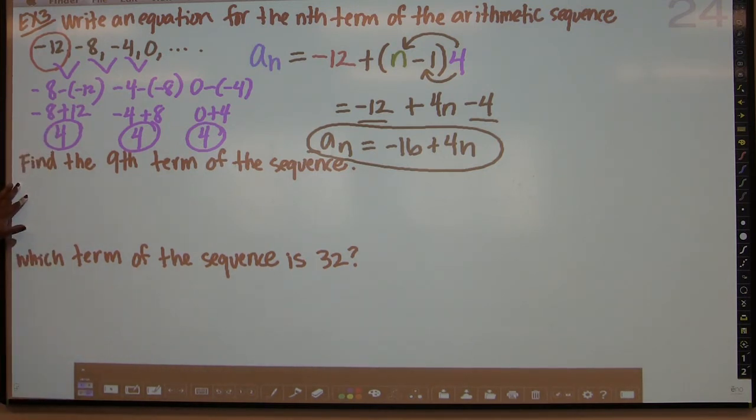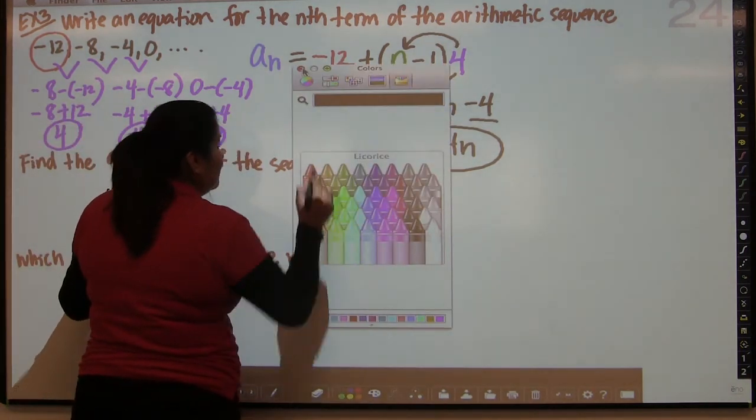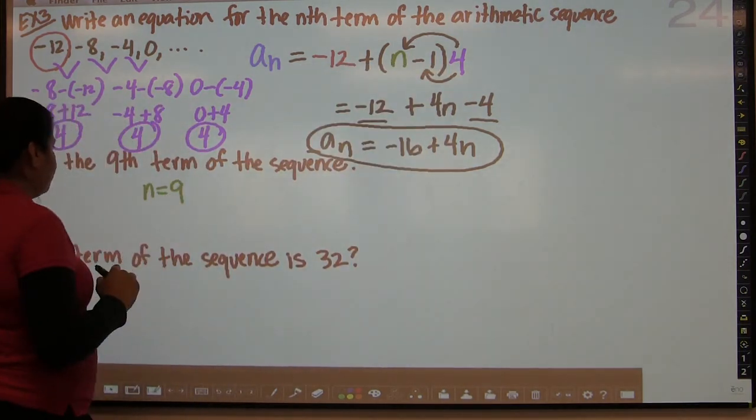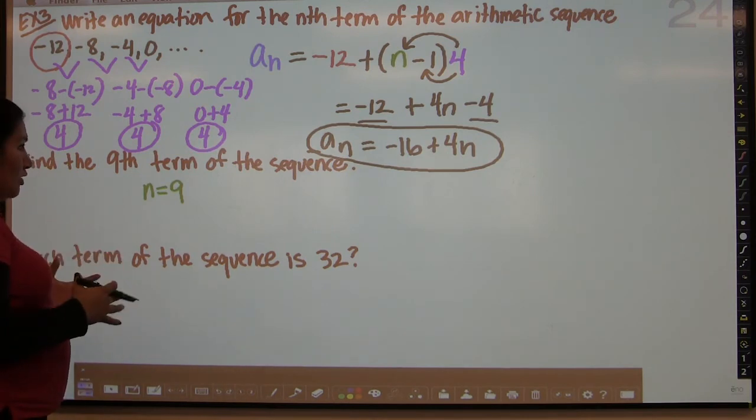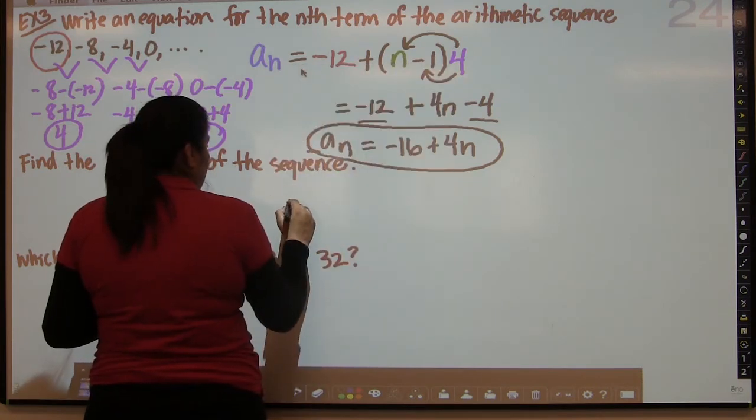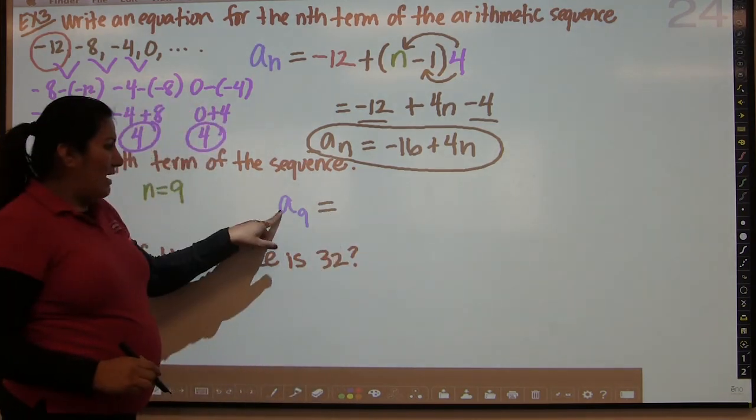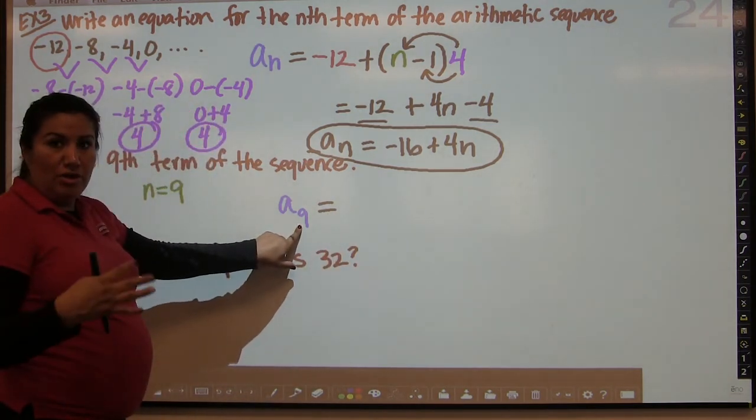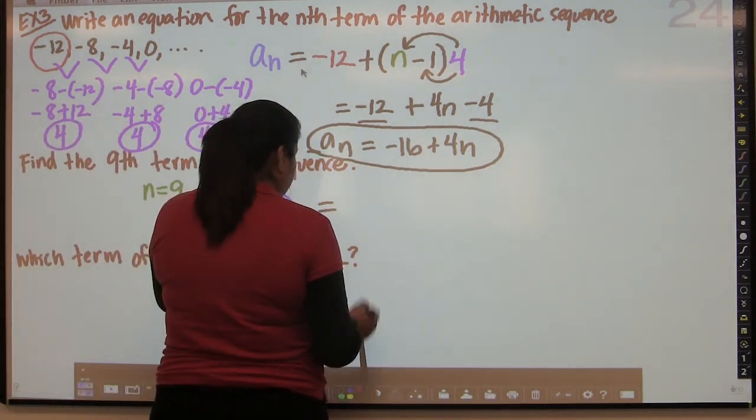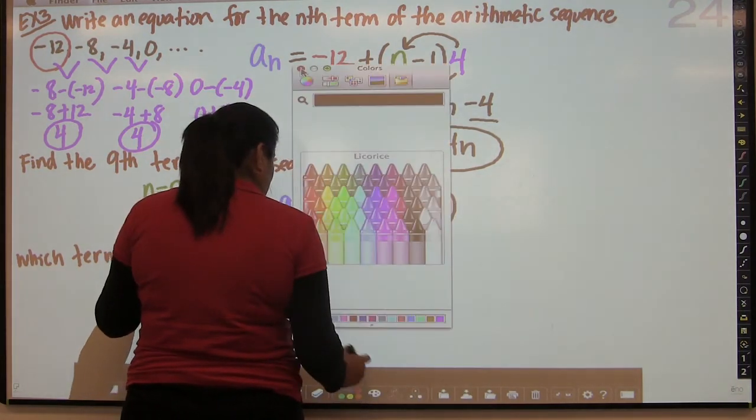So for part B, it says find the 9th term of the sequence. Because they're telling me that they want the 9th term, that means that my n value is going to be 9. So all I have to do to find the value of the 9th term, remember that the value of the 9th term is represented by A sub 9. Remember A sub n, but n represents the term that you're looking for, and I'm looking for the 9th term. So A sub n, the value of the function will actually equal negative 16 plus 4 times n, and in this case, n is 9.